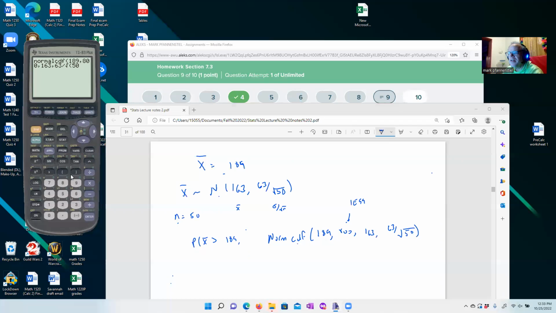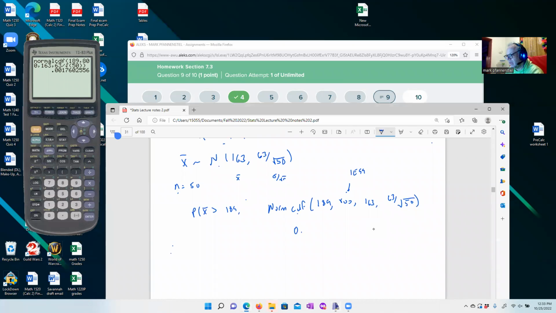It's not good. Okay, so CDF: 189 is the lower bound, up to the sky's the limit. The average was the average of the population, not of the sample. The sample's 189, the population mean is 163, and then we're going to have a standard deviation for that population. We'll hit enter. 0.0017, 0.0018. So almost a 0.2% chance of overloading the elevator.